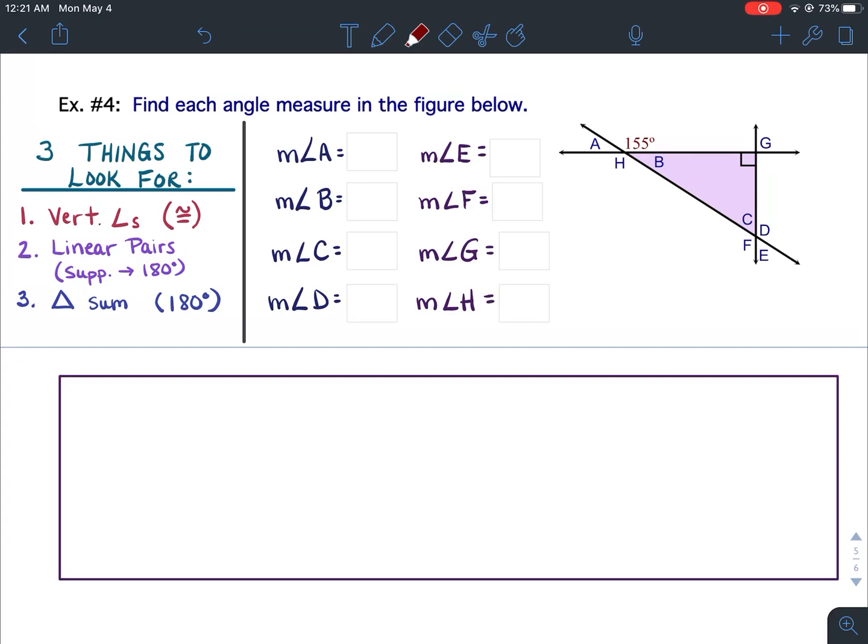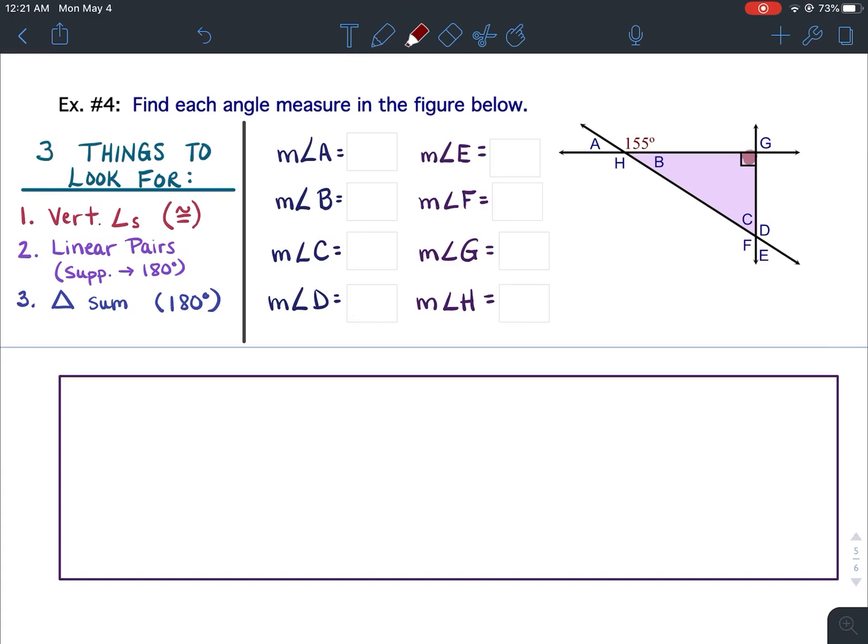Okay, so 2 angles that make a straight line, that would be your linear pair. They're going to add up to 180. So if you know one of the angle measurements, you just take 180 minus that measurement to find the other angle. And the last thing we're going to use is called the triangle sum. And you should have learned this a long time ago, that the sum of the interior angles of a triangle is 180 degrees. So what I have over here shaded in purple is a triangle.